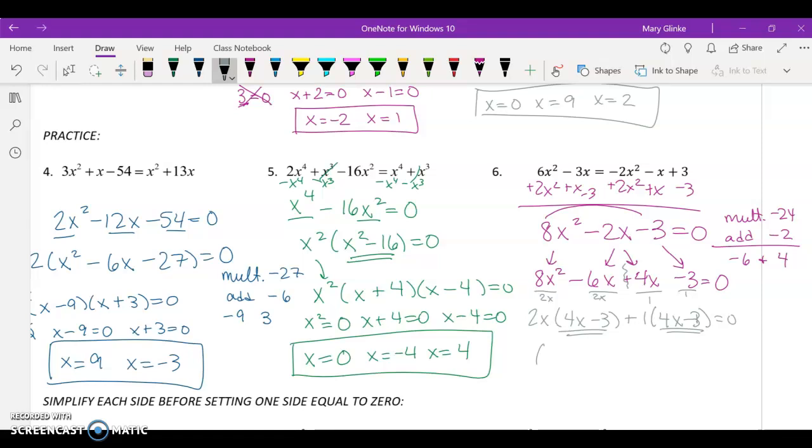Since our parentheses are the same, one of our factors is 4x minus 3. The other factor is 2x plus 1. We're going to go ahead and set each of those factors equal to 0, and we're going to solve the resulting equations. So you're going to add 3 and then divide by 4. And the other one, you're going to subtract 1 and then divide by 2. So our answers should be 3/4 and negative 1/2.